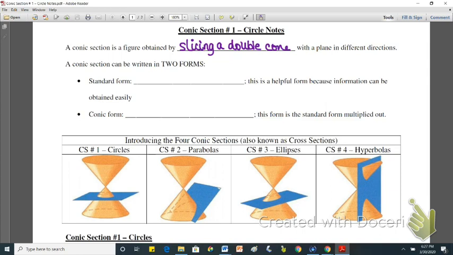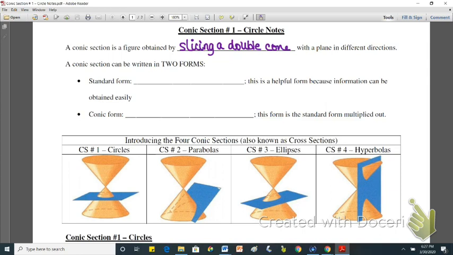So, as a review, a conic section is simply a figure that is obtained by slicing a double cone. And I have pictures located below. If I slice a double cone horizontal or parallel to the base, I'm going to get a circle. If I slice it at an angle where it intersects a base, I will get a parabola. If I slice it at an angle and it does not intersect a base, I will get an ellipse. And finally, if I slice it vertically straight down, perpendicular to the base, I will get a hyperbola.